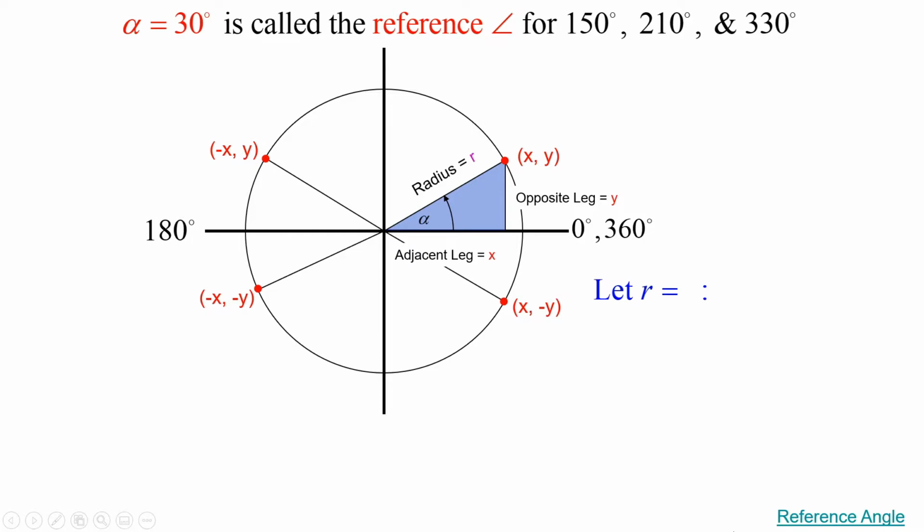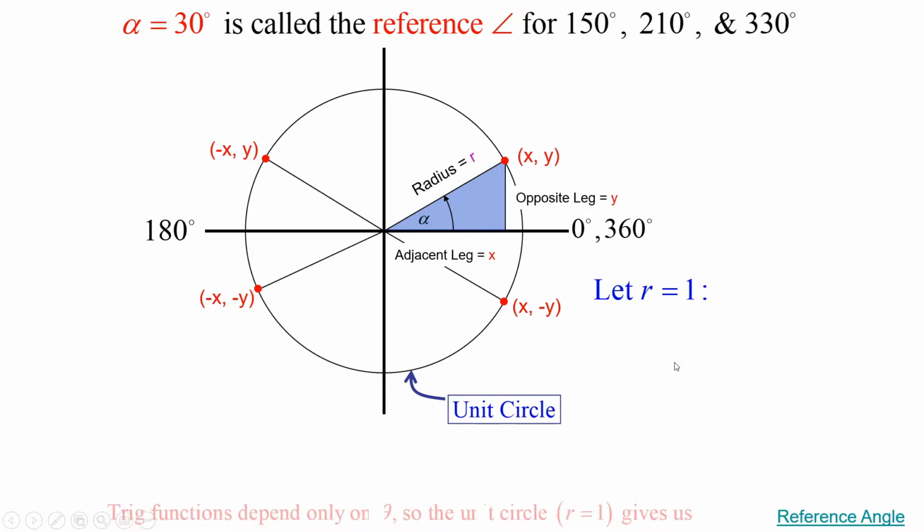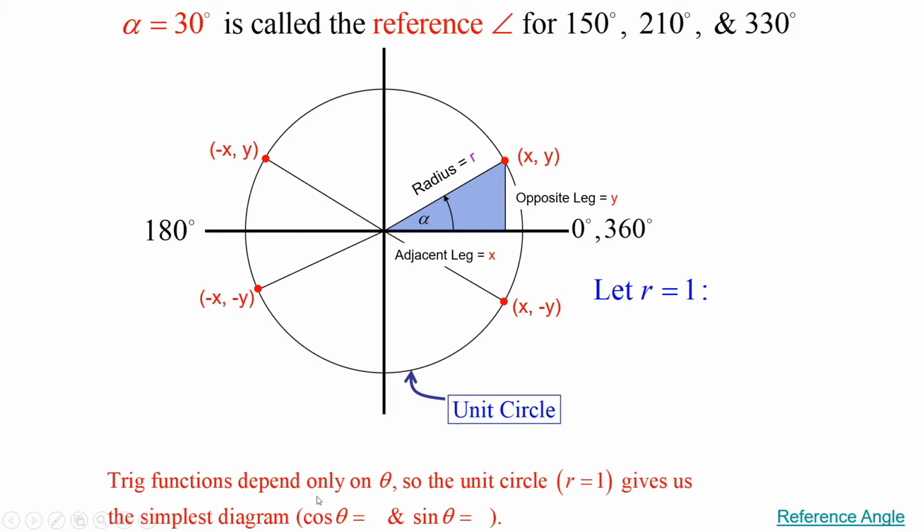Okay, so the easiest diagram and the most useful circle is called the unit circle right here. That's a circle centered at the origin with a radius of 1. With that, trig functions depend only on theta. So the unit circle with a radius of 1 gives us the simplest diagram where cosine of theta equals blank and sine of theta equals blank.